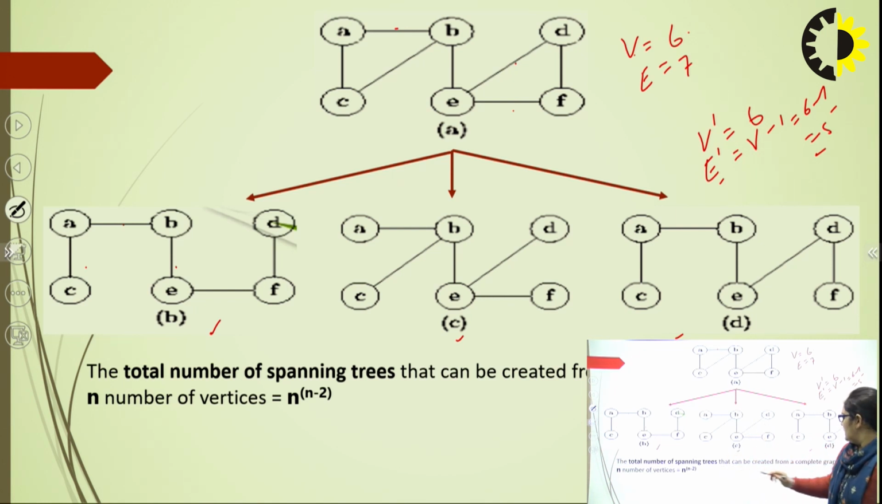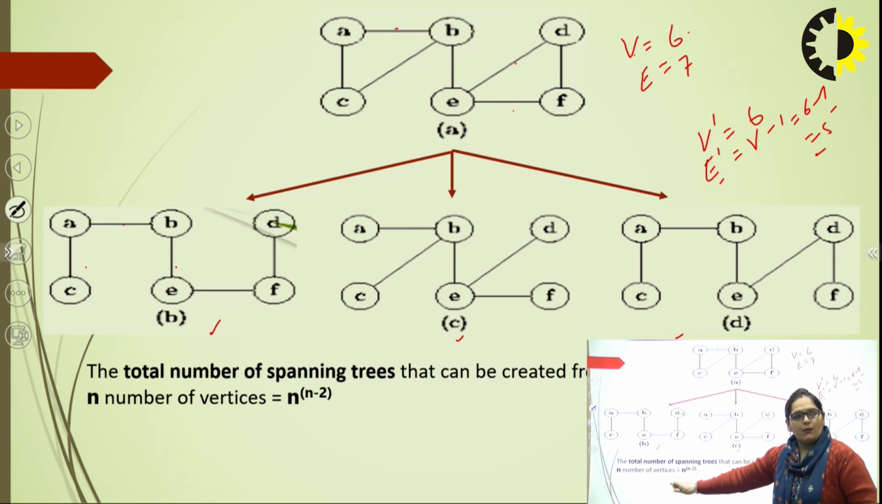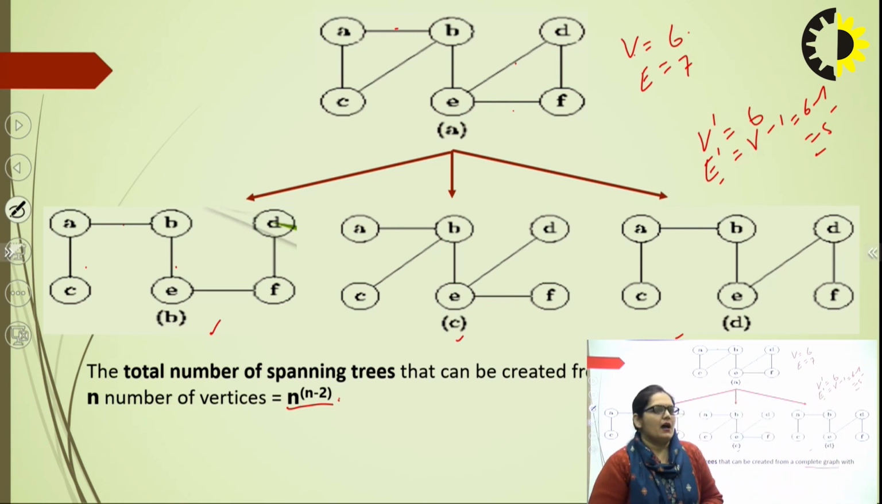So if you are given a complete graph, how many possible spanning trees can there be? If there are n vertices, it is equal to n raised to the power n minus 2. So for a complete graph, you will have n raised to the power n minus 2 possible spanning trees for a given graph with n vertices.